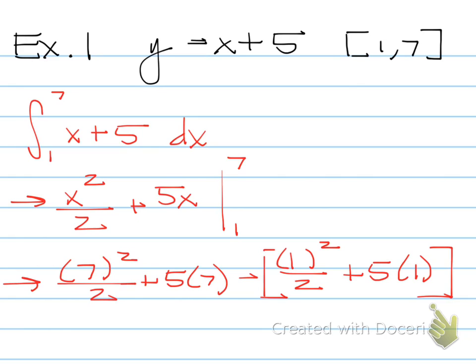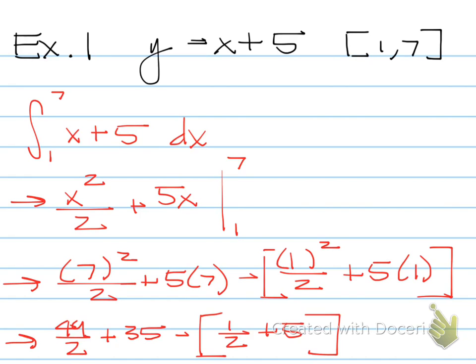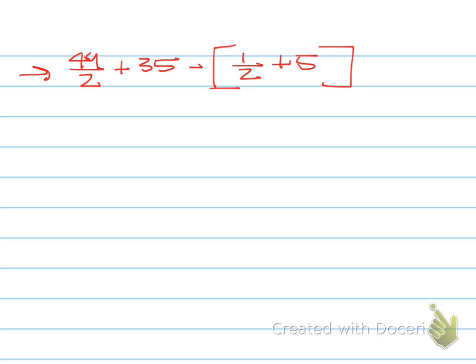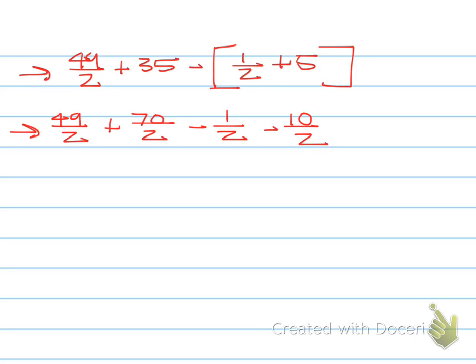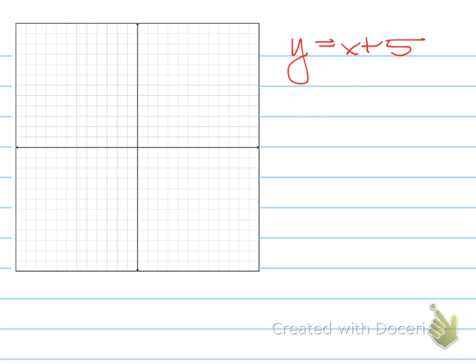So once we plug in the 7 and subtract the value at 1, we get 49 over 2 plus 35 minus the quantity 1/2 plus 5. We want a common denominator of 2. When we add up all the numerators, we get 108 over 2, or 54. Now notice, the function is not necessarily a curve, it's actually a straight line. That equation is the equation of a straight line, y equals x plus 5.